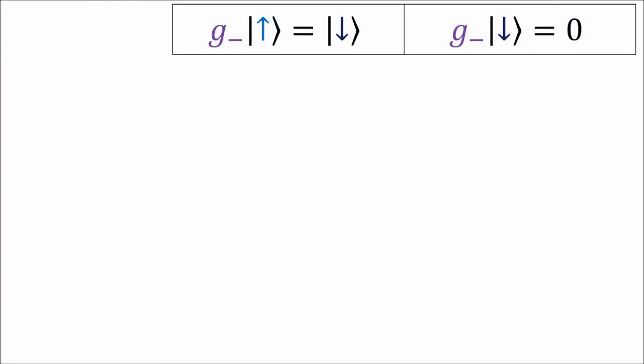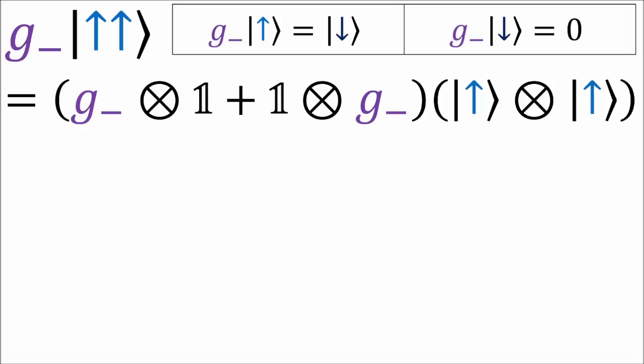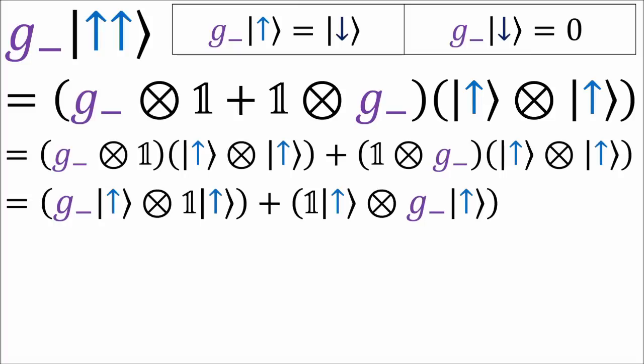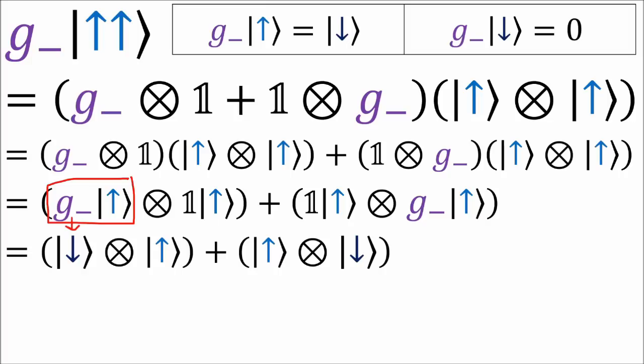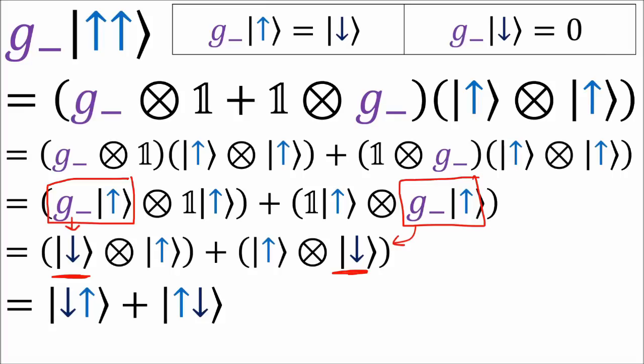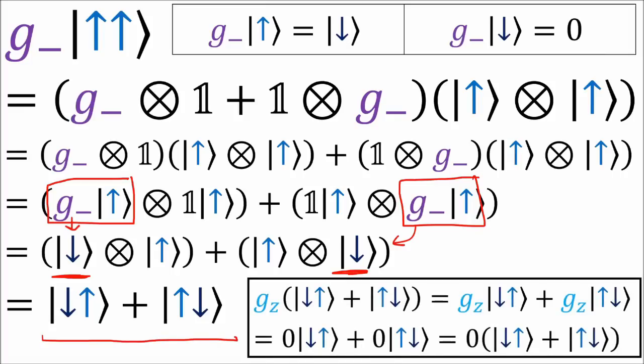Now we can use the lowering operators to lower this state down the ladder and get a basis of eigenstates under GZ. If we apply the lowering operator to the up-up state, we get a sum of two terms, where the first term has the first state lowered to down, and the second term has the second state lowered to down. So we end up with the state down-up plus up-down. If we apply the eigenvalue operator to this state, we get 0. So we have indeed lowered the eigenvalue by 1.